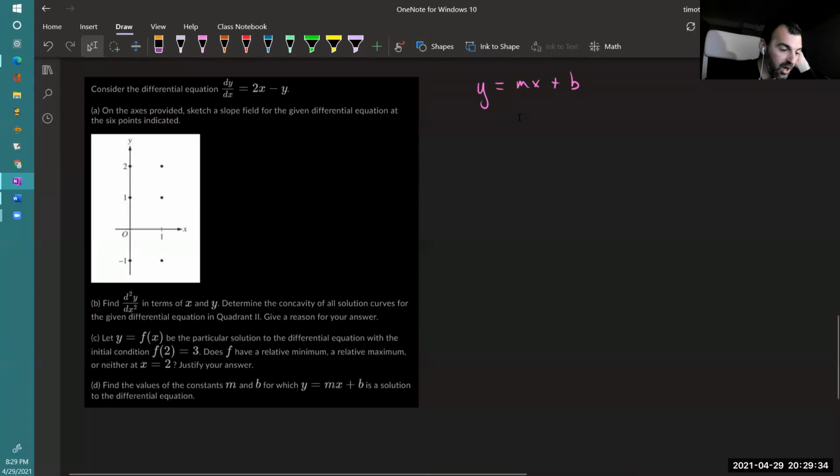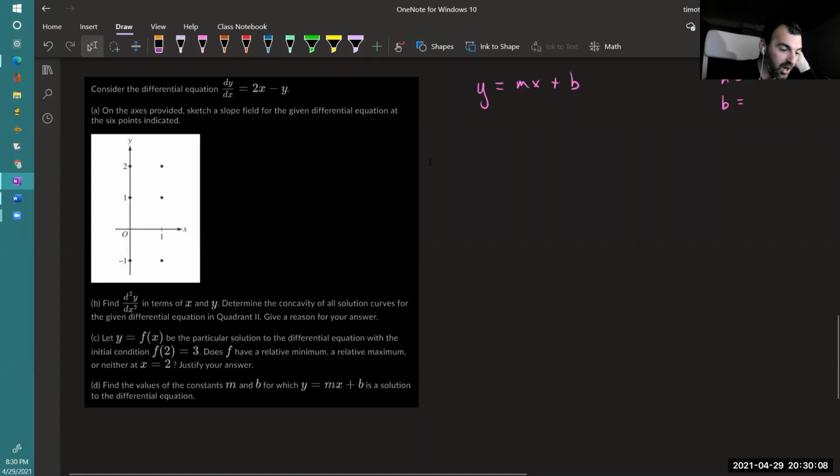That's the solution. Now, they want us to find the m and the b. So m's going to be something and b is going to be something, like a 4 and a -1. Now, if I have this equation, y equals 4x minus 1, and that needs to be the solution to this differential equation, the question is, how do I solve this?